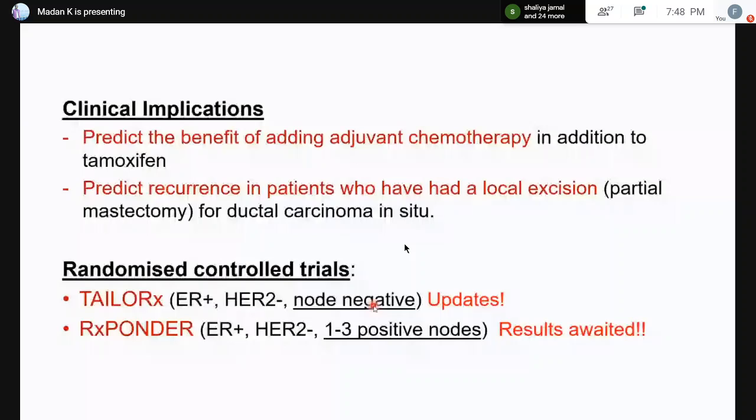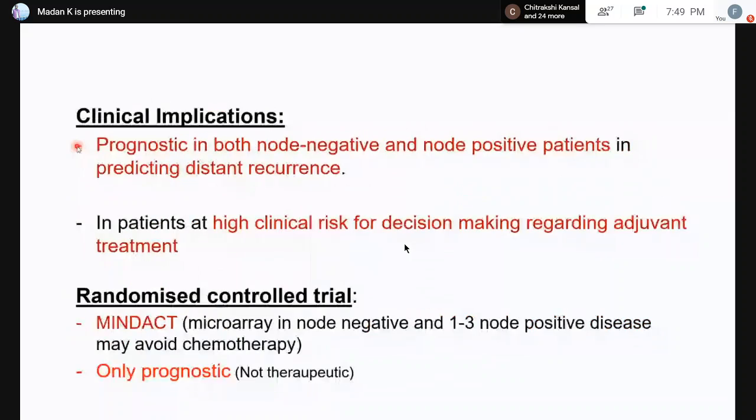The second one being MammaPrint, it's a DNA microarray based test which measures the expression of a set of 70 genes. Based on this gene expression, a prognostic score is developed, and the patients are categorized into low risk and high risk. Coming to clinical implications, it is prognostic in both node negative and node positive patients in predicting distant recurrence. And also, as I mentioned, in patients at high clinical risk, this is used for decision making regarding adjuvant treatment, that is adjuvant chemotherapy along with tamoxifen therapy.